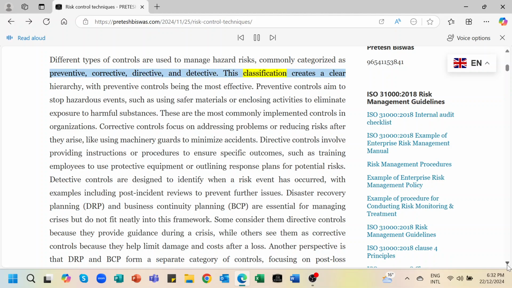This classification creates a clear hierarchy, with preventive controls being the most effective. Preventive controls aim to stop hazardous events, such as using safer materials or enclosing activities to eliminate exposure to harmful substances. These are the most commonly implemented controls in organizations.